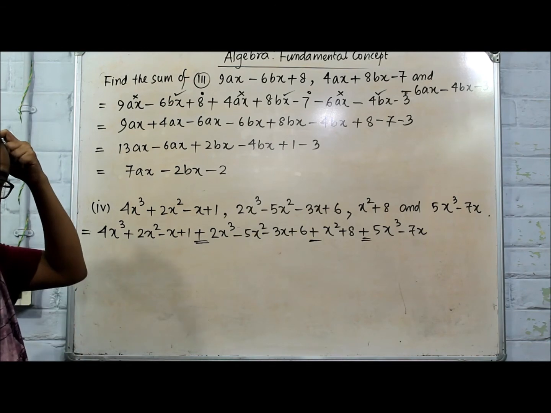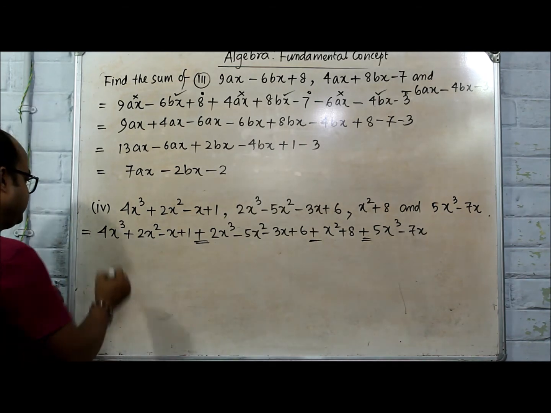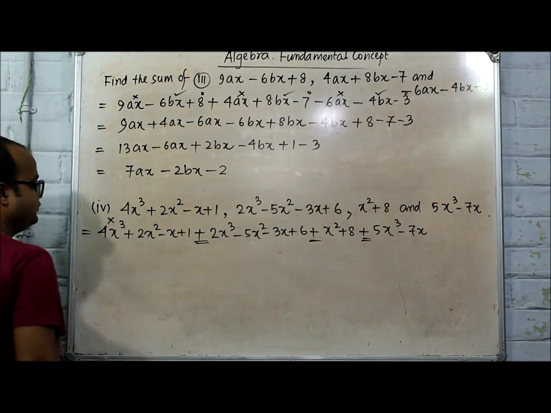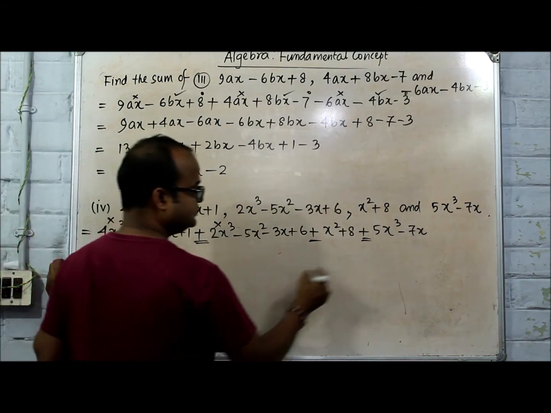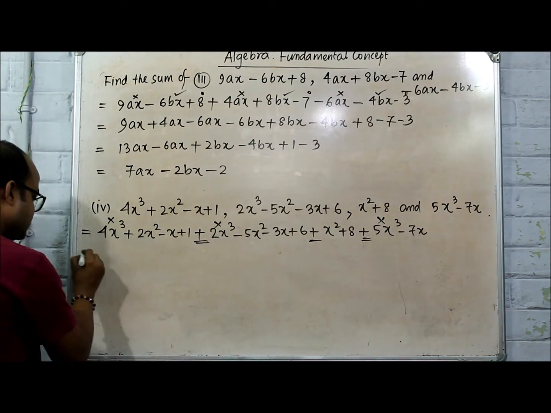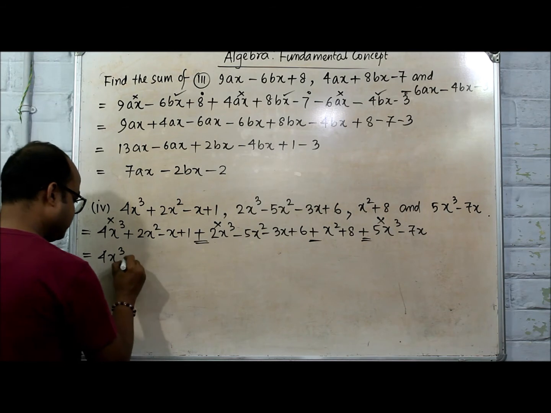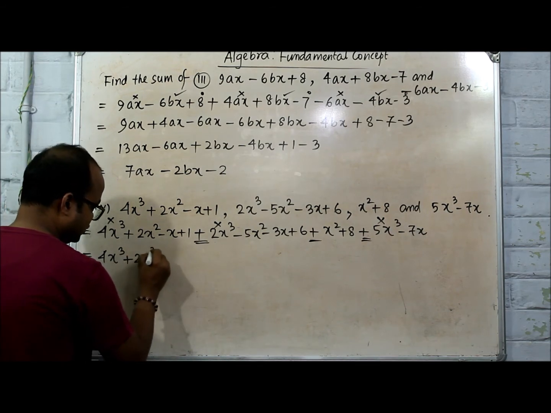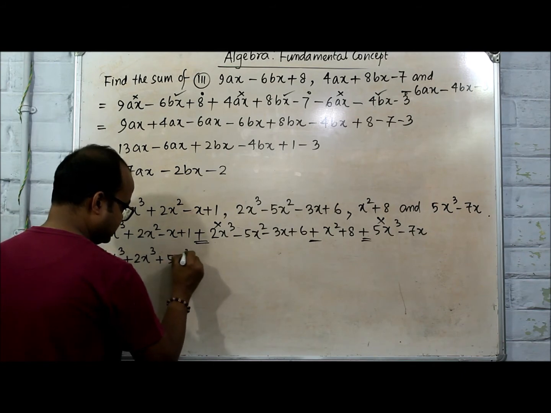Next, we need to separate the like terms and keep them together. So 4x cube, 2x cube, 5x cube. We need to write these 3 terms together. So 4x cube plus 2x cube plus 5x cube.